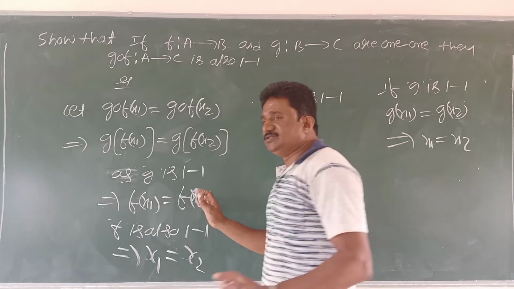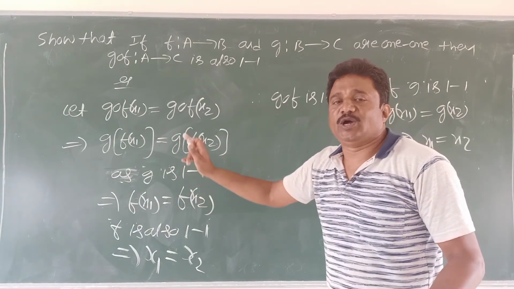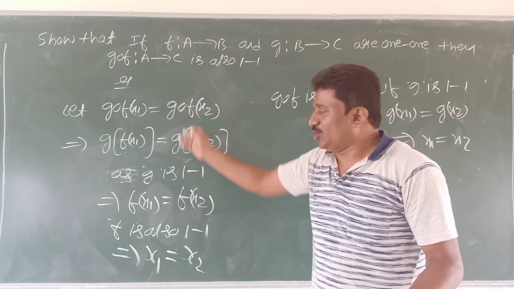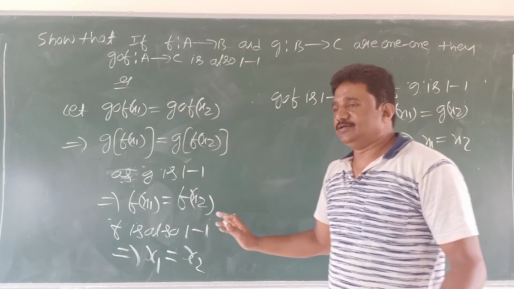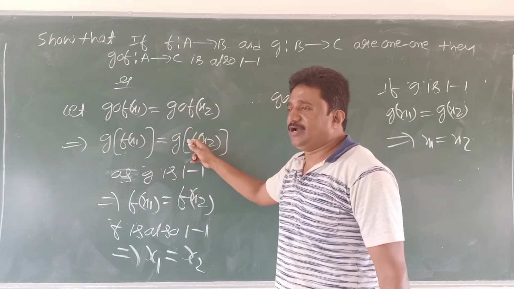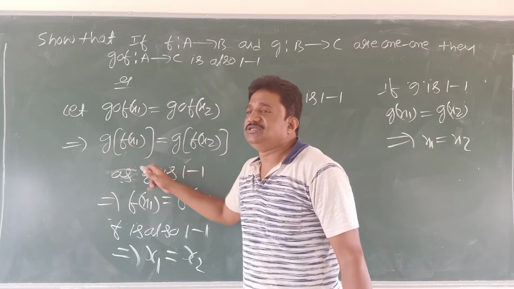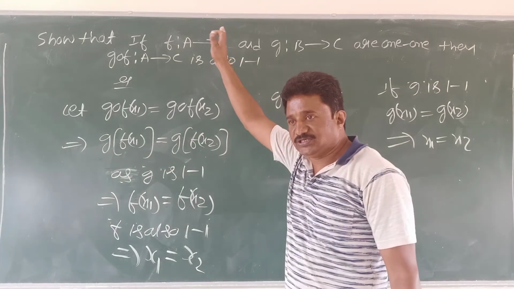Try to understand. It's an easy question. So understanding the concept is important. If the concept is understood well, solving is so easy, right? Look at this. For the composite, g is 1-1. How is g 1-1? It is given in our question.